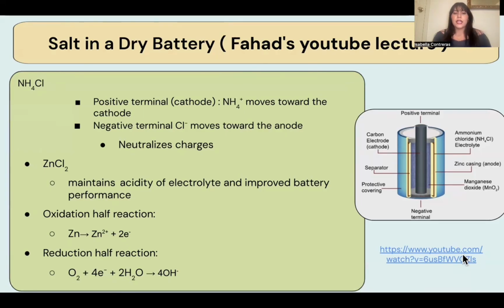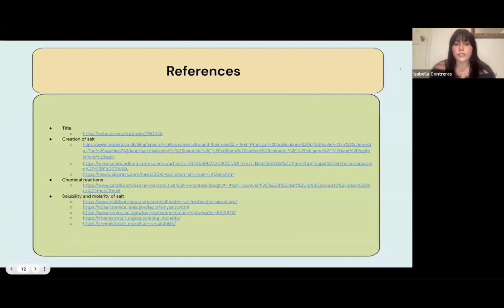Where is the salt present in a dry battery? So the salt is the ammonium chloride. This is what's acting as a salt bridge. It's just not called a salt bridge. The salt bridge in a dry battery is substituted for the electrolyte paste. The salt bridge and the electrolyte paste, they are both serving the same function. They are both separating the anode and cathode, and they are neutralizing the charges, which have the main goal of preventing a short circuit. We have our references.